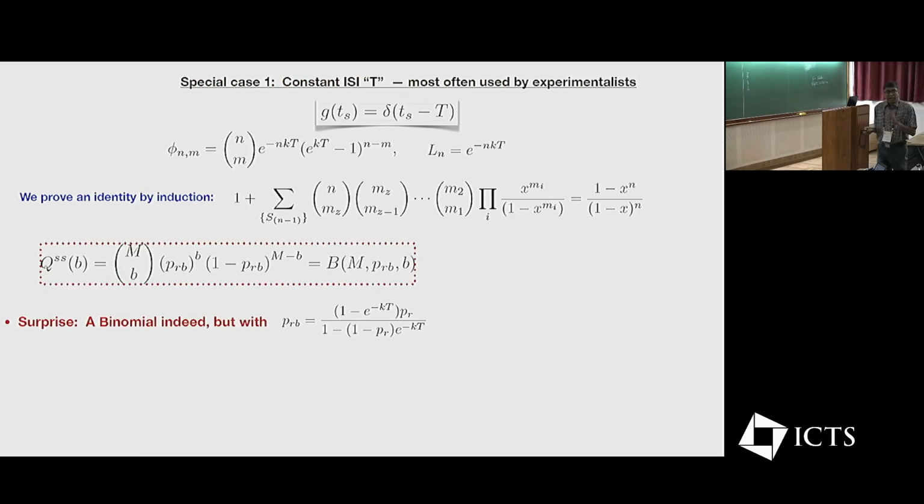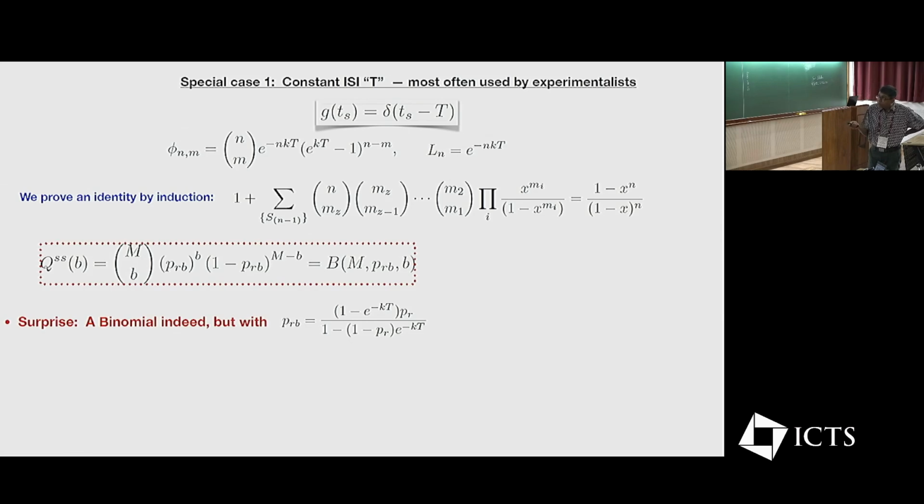So now we will move to special cases. This is a very popular case, that is, the spikes come at equal intervals. You take a Dirac delta. When that is so, these functions can be evaluated exactly. This series by mathematical induction can be reduced to this. And when we put all that together, to our surprise, we got a binomial. Okay, so for equal interval times, it is indeed a binomial.